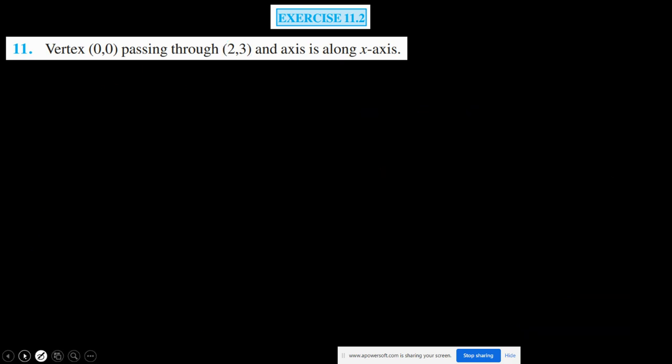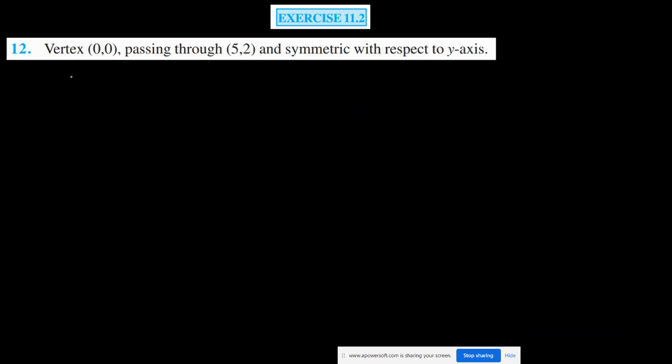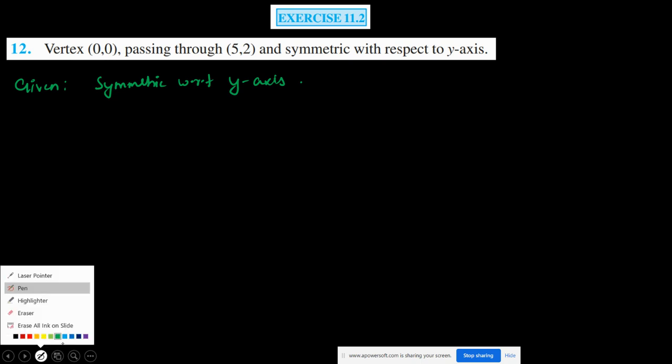Moving on to question number 12. Vertex 0 comma 0 and it is passing through 5 comma 2 and symmetric with respect to y axis. It is given that it is symmetric with respect to y axis.